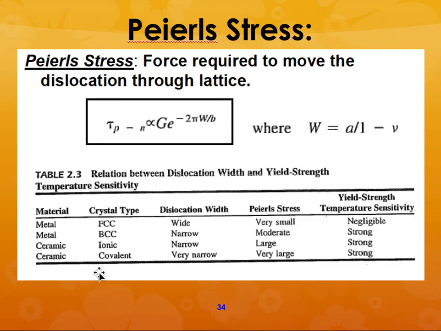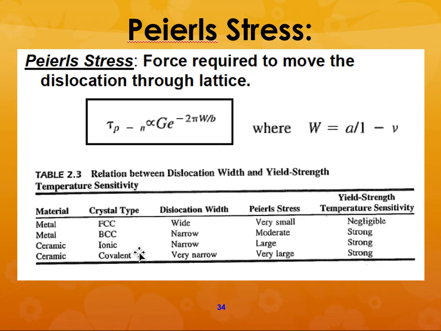You can see that in the case of FCC materials, the Peierls stress is very small. In the case of BCC, it is moderate. If you have a ceramic, the crystal type is covalent, which means that the Peierls stress is extremely large. That's why you require a lot of force to elongate a covalent ceramic type of material.